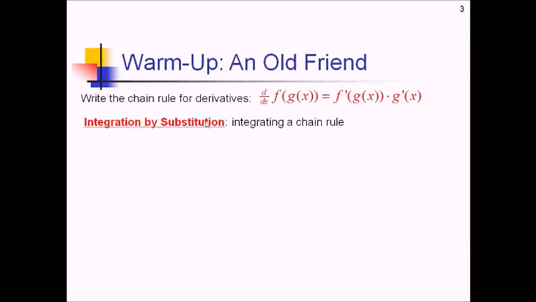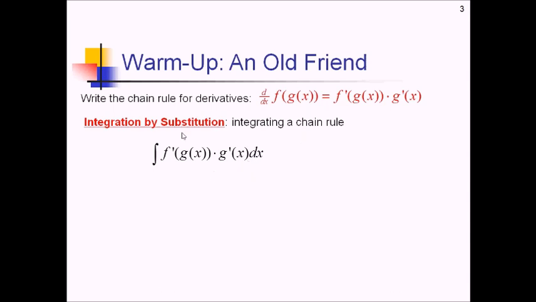Integration by substitution basically reverses this and integrates a chain rule. So let's say we're starting with the integral of basically the chain rule here. How do we get back to f of g of x? How do we undo this?